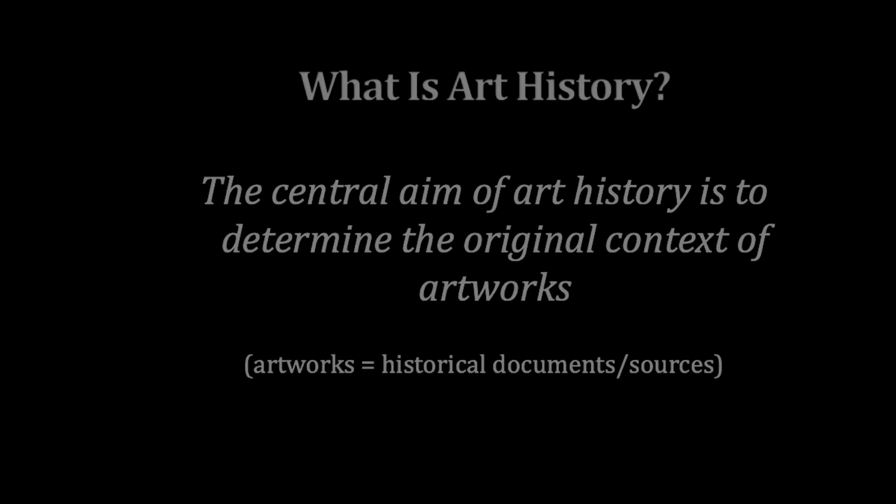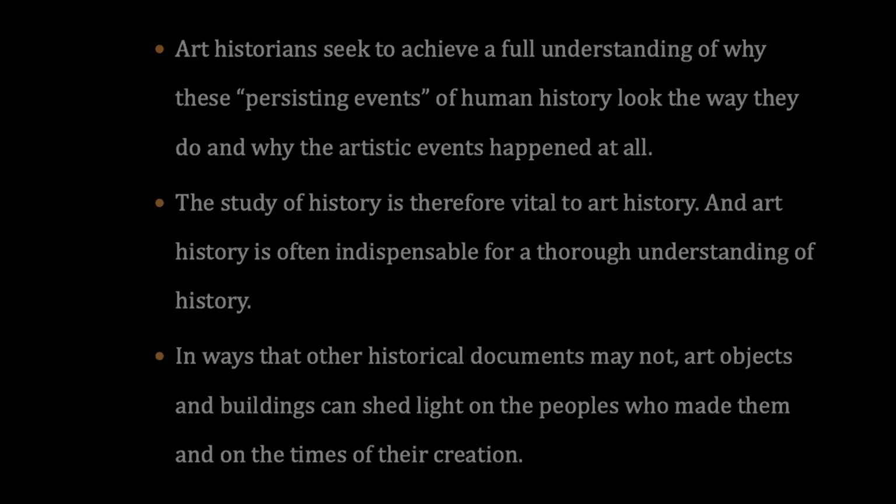So the central aim of art history is to determine the original context of artworks. So that means that we treat these works of art as if they were a source in and of themselves. We treat them as like any other historical document. If you were to use a written source that you cited in a paper, you cite an object the same way. So I feel like that's pretty straightforward. That's a very simplified definition, but it works.